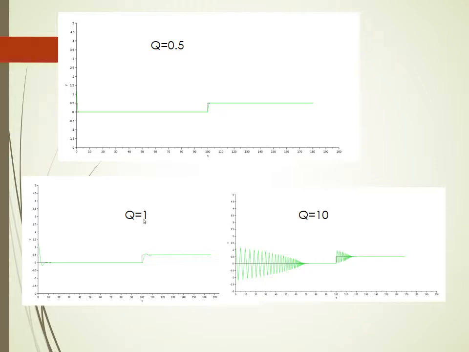These are the simulation outputs for different values of Q. We can change the value of Q by changing the ratio of I bias 1 and I bias 2. For Q equal to 0.5, we can see that there's no overshoot. For Q equal to 1, there is a slight overshoot. And for Q equal to 10, that is for any Q greater than 1, we can see many overshoots.